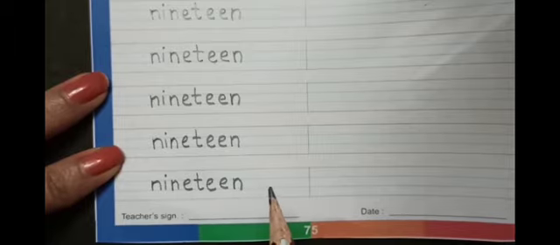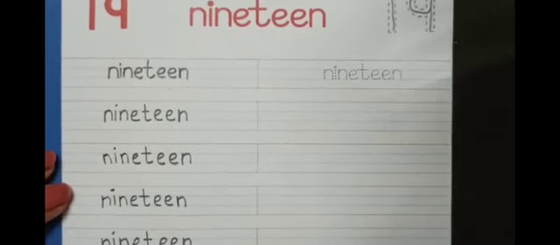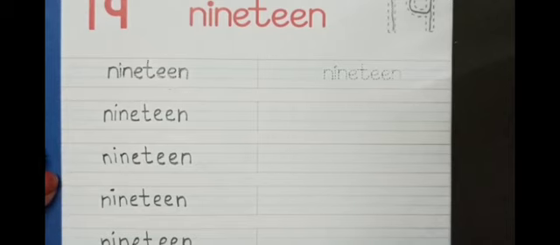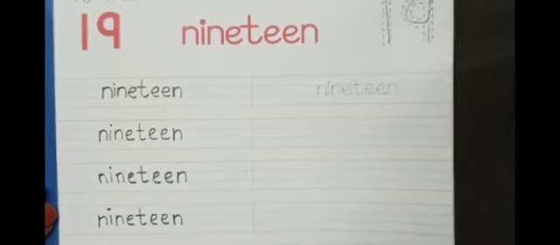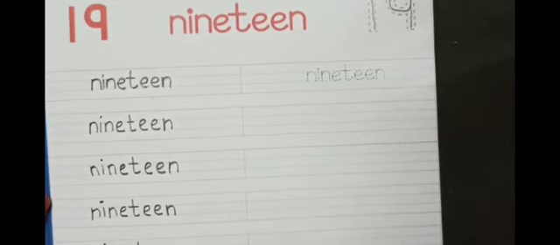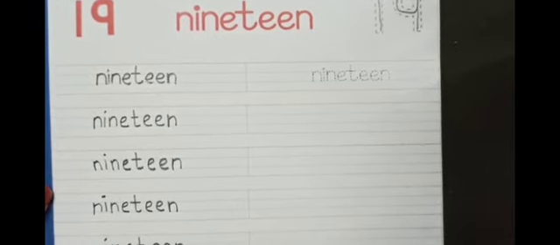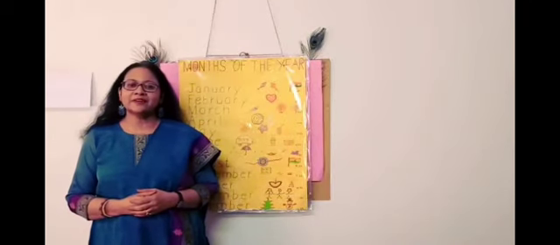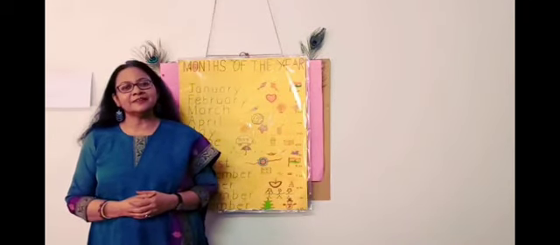N-I-N-E-T-E-E-N. 19. Now children, the other column you can complete later on. Children, you have to write number name 19 in the same way in your homework book on page number 40.